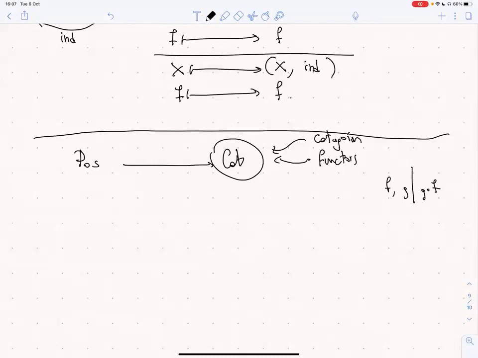So what is this functor? Can you think about it? You have a poset and you would like to associate to it a category. Does someone have an idea?